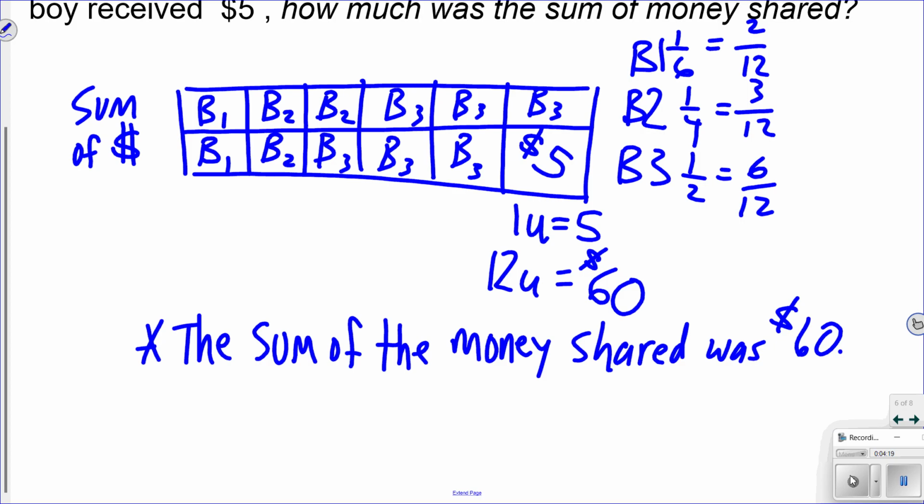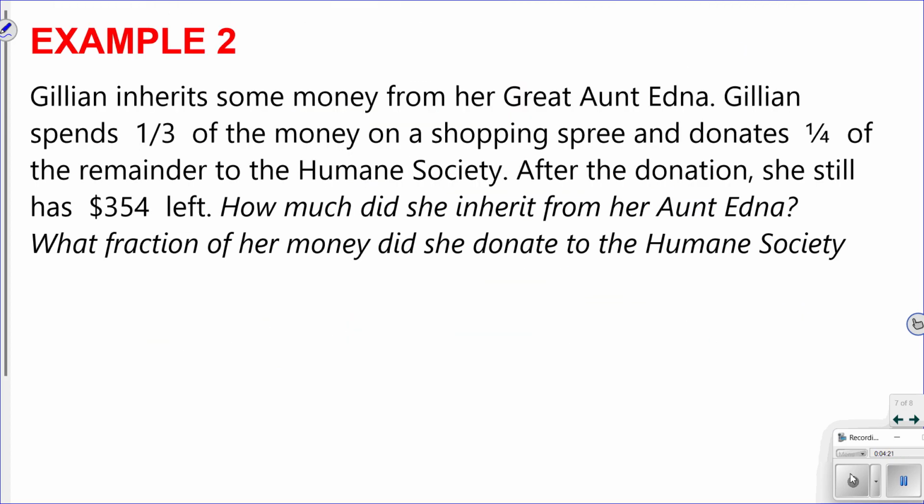Let's look at one more example. Jillian inherits some money from her great aunt Edna. Jillian spends 1/3 of the money on a shopping spree and donates 1/4 of the remainder to the Humane Society. After the donation, she still has $354 left. How much did she inherit from Aunt Edna, and what fraction of her money did she donate to the Humane Society?